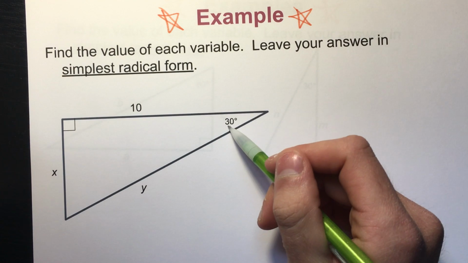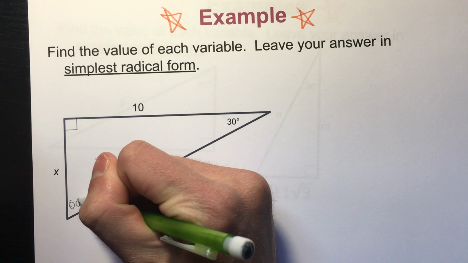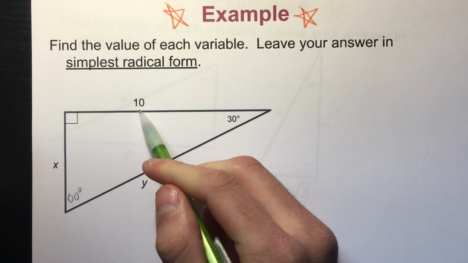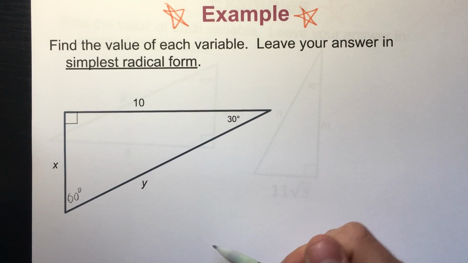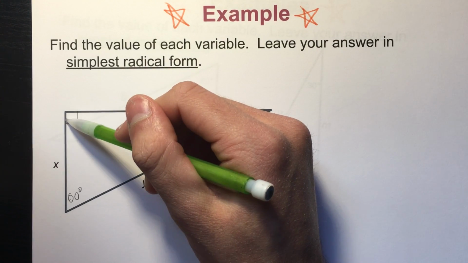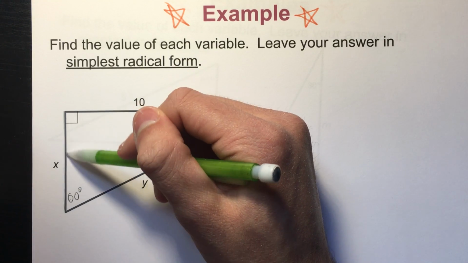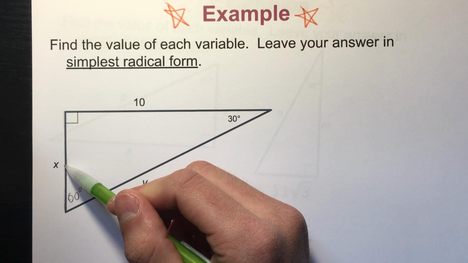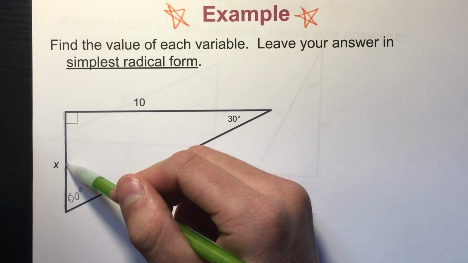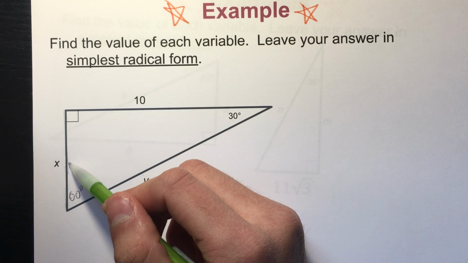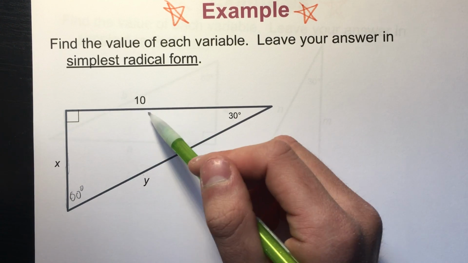So this angle is 30 degrees. We have a 90-degree angle. That must mean this is the 60-degree angle. And 10 is the length of the longer leg. So what I recommend is you always want to solve for the shorter leg side first. Just because we know if we find the shorter leg, then we just multiply it by 2 to get the hypotenuse. Or if we're not given the longer leg, then we're just going to multiply the shorter leg by the square root of 3 to get the longer leg.